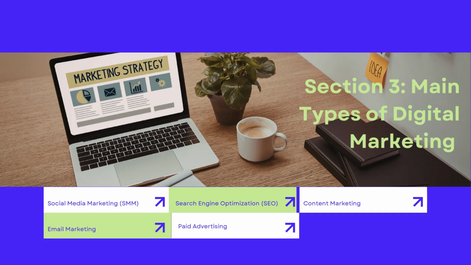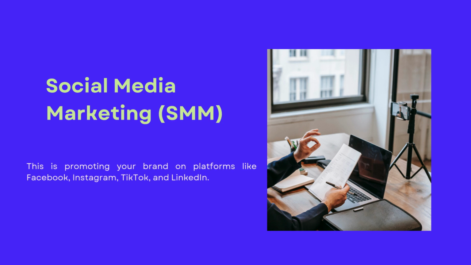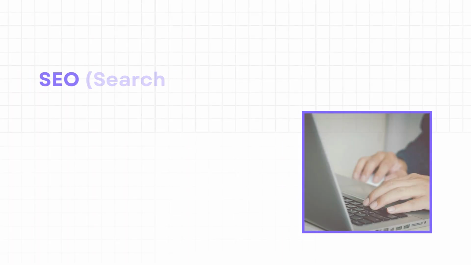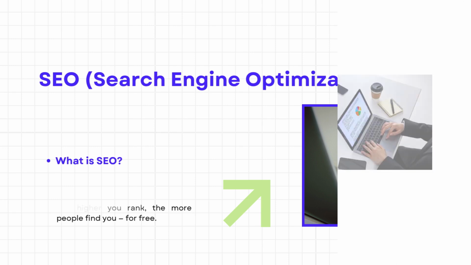Let's quickly go through the major types. 1. Social media marketing. This is promoting your brand on platforms like Facebook, Instagram, TikTok, and LinkedIn. Posting content, engaging with followers, and running ads all fall under this. 2. Search engine optimization, or SEO. SEO is about ranking your website or content on Google. The higher you rank, the more people find you for free.